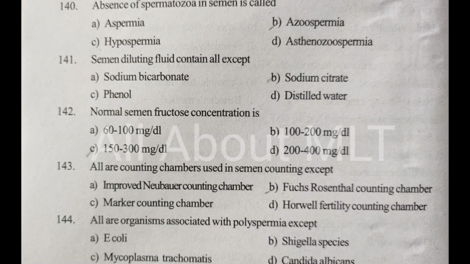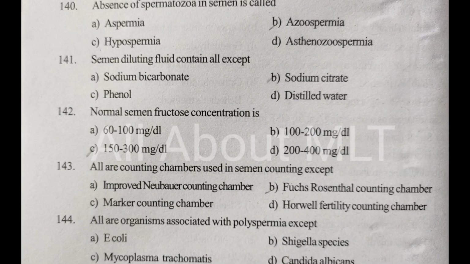Option A, sodium bicarbonate. Option B, sodium citrate. Option C, phenol. Option D, distilled water. And the answer is option B, sodium citrate. Normal semen fructose concentration is: option A, 60 to 100 mg per dl; option B, 100 to 200 mg per dl; option C, 150 to 300 mg per dl; option D, 200 to 400 mg per dl. And the answer is option C, 150 to 300 mg per dl.